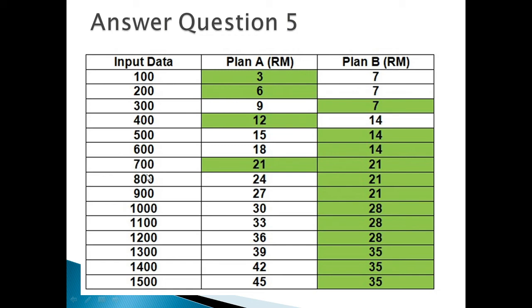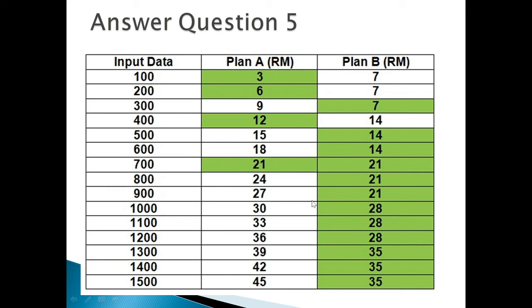When Pak Amit wants to buy 700 data, in plan A, 700 divided by 100 times 3 equals 21. But in plan B, Pak Amit cannot buy 700. He needs to buy a minimum of 900 to use 700, because it is divided by 300. So he needs to buy 900.